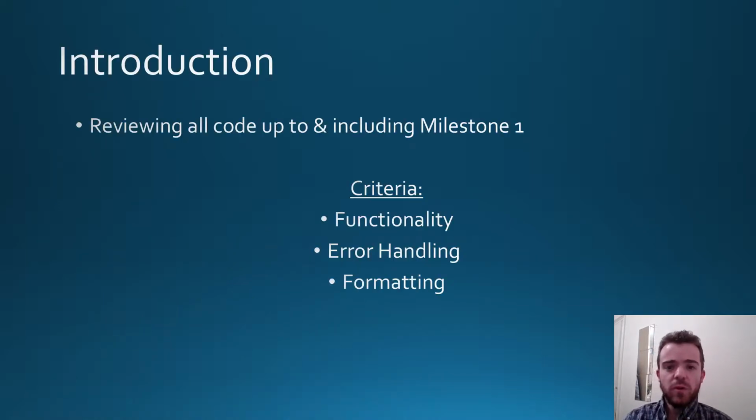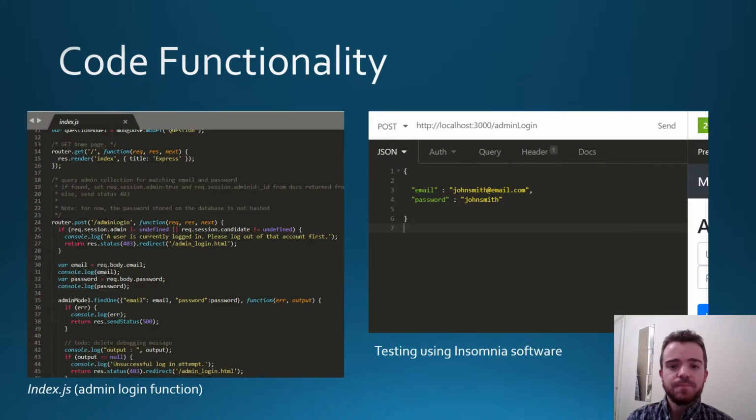I'll be reviewing all code up until milestone 1, which was the 20th of September, and I'll be basing this review on the requirements specified for this milestone, which were to demonstrate the ability for an administrator to log in and log out, to create a new admin account, and to query and retrieve admin information from the database. I'll be assessing the code on 3 different criteria: the functionality of the code, how well it handles errors, and the formatting of the code. And I'll be providing some examples for each criterion.